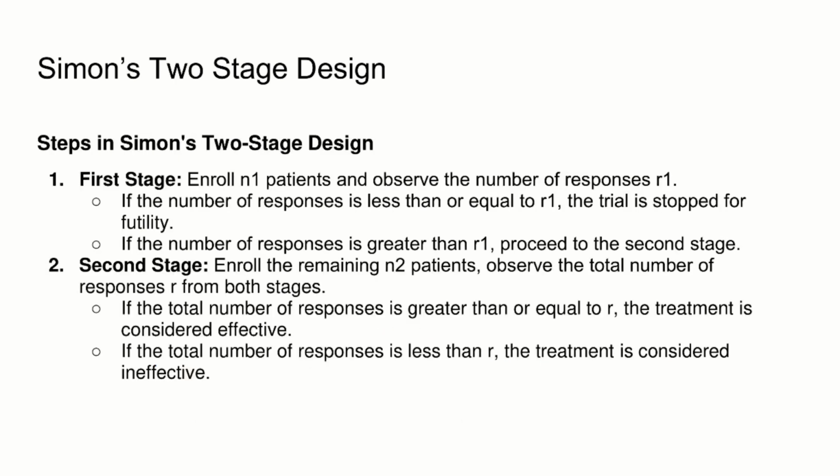Steps in Simon's two-stage design. First stage, enroll N1 patients and observe the number of responses R1. If the number of responses is less than or equal to R1, the trial is stopped for futility. If the number of responses is greater than R1, proceed to the second stage. Second stage, enroll the remaining N2 patients, observe the total number of responses R from both stages. If the total number of responses is greater than or equal to R, the treatment is considered effective. If the total number of responses is less than R, the treatment is considered ineffective.